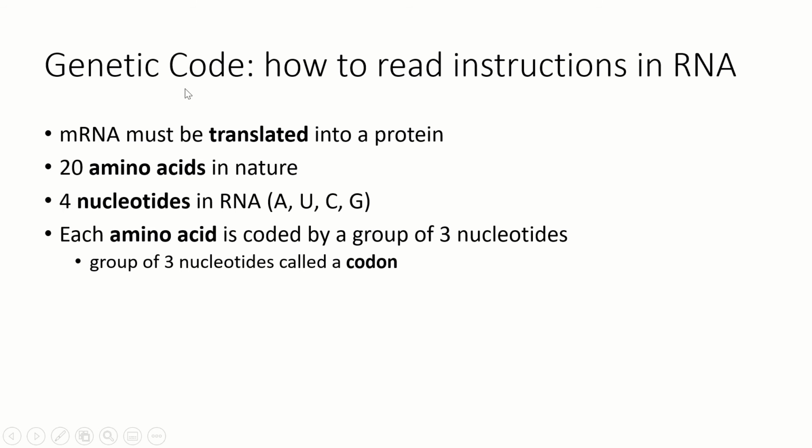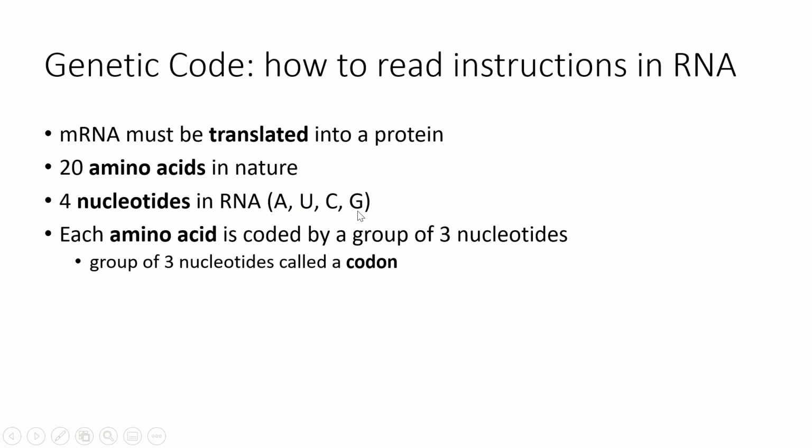Here's the thing. There are 20 amino acids in nature. You don't need to know the names of all of them. You just need to know that there are 20. There are four nucleotides in RNA. RNA is essentially a language with only four letters, A, U, C, and G. So now we have to make 20 words with a language that only has four letters in it.